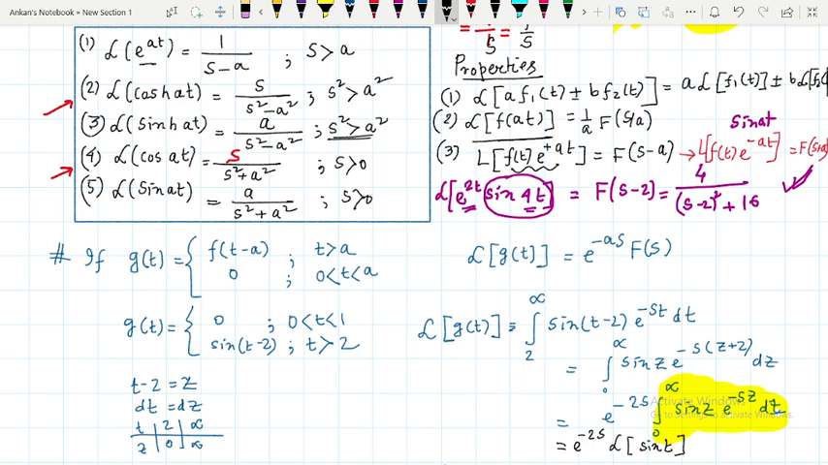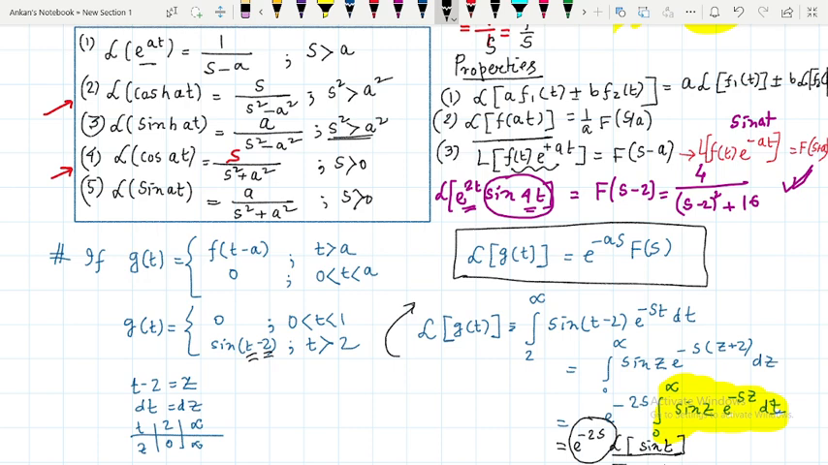So the general formula becomes e to the power minus as F(s). Here a is 2, so e to the power minus 2s times the Laplace transform of sine t. The formula gets verified. Okay, so let us move on further. You can apply the formula to evaluate many forms of Laplace transforms.